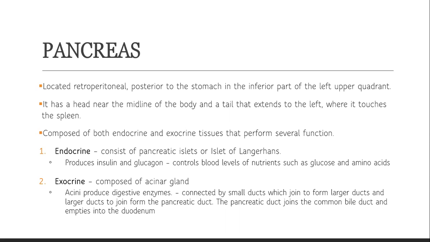So our insulin and glucagon is very important because they control the blood levels of nutrients such as glucose and amino acids. So napapansin nyo yung ating mga diabetic, they inject insulin kasi pag meron kang diabetes, merong problem sa insulin production.